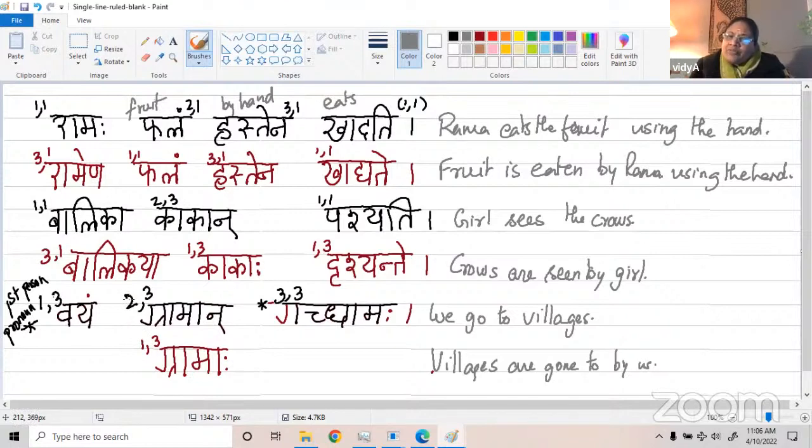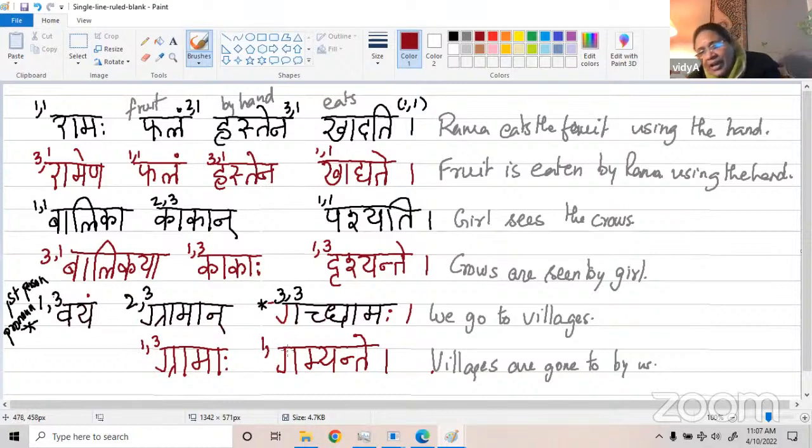And the relationship of the verb is not with the karta. The relationship is with the karma, and the karma is in third person. Because the karma is in the third person, the kriya padam will be gamyate, but because it is bahuvachanam, it will be gamyante. So gramaha gamyante. The best way to understand karmani prayogaha is you remove the karta. You remove the karta and deal only with the karma and the kriyapadam. The verb goes with villages, so it will be third person plural.